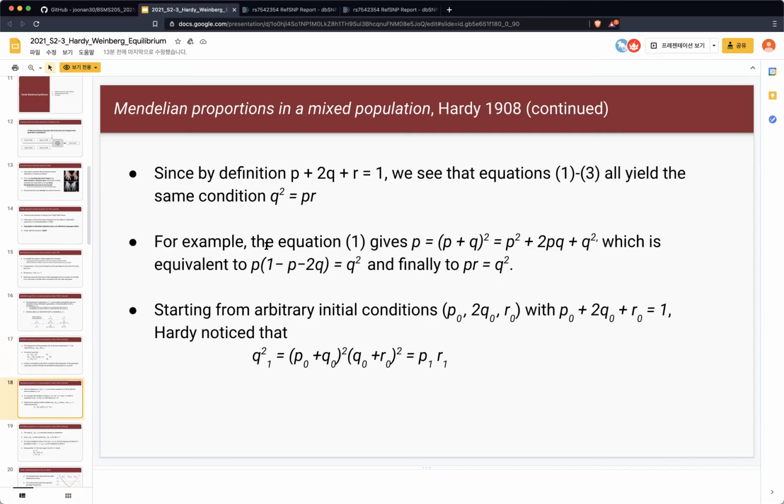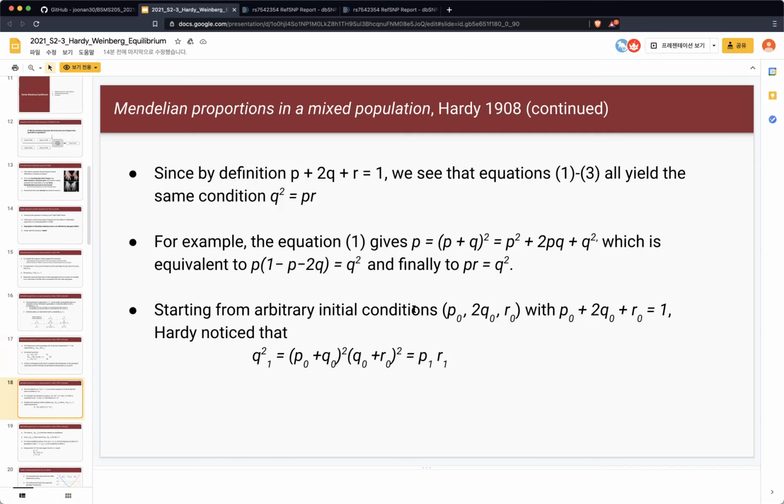So let's derive from equation 1. Equation 1 gives P equal to (P plus Q) squared. This is equal to P squared plus 2PQ plus Q squared, which is equivalent to P times (1 minus P minus 2Q) equal to Q squared, right? And finally, it's the same as PR equal to Q squared, right? So this is the easy formula from your high school days.